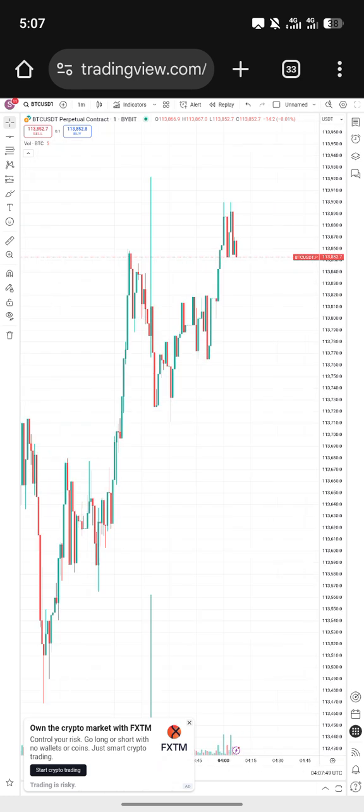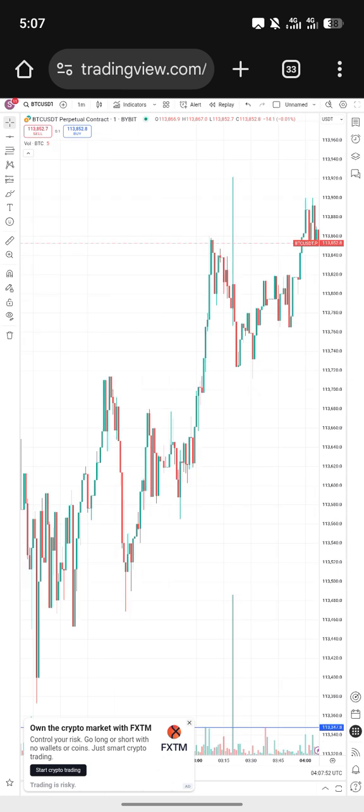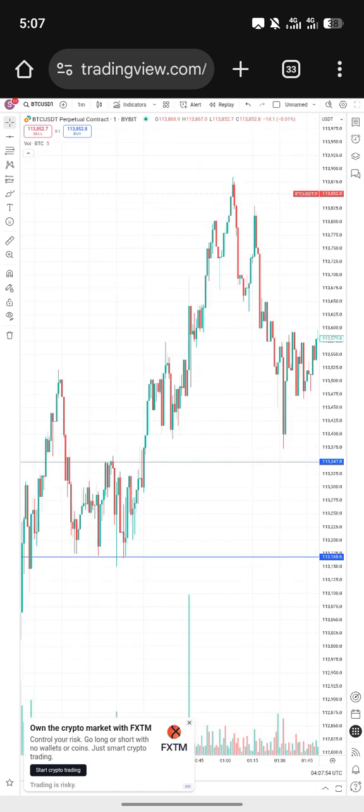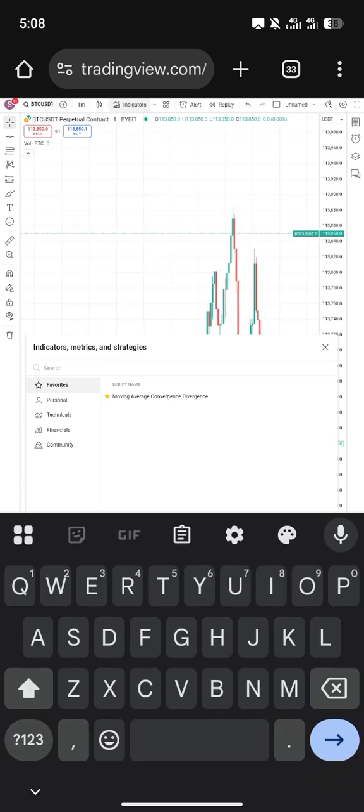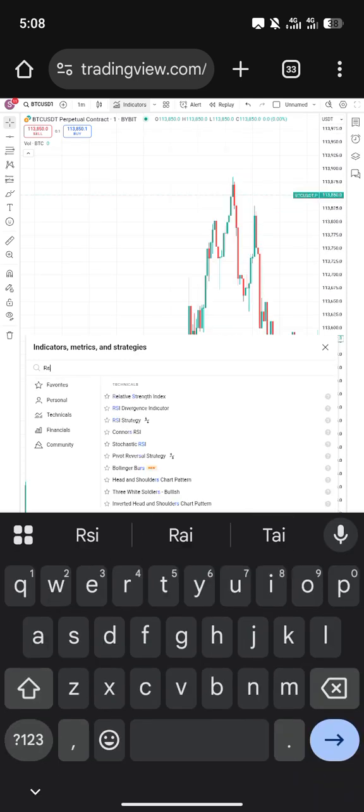Same thing applies here too. If you want to use your moving average or your RSI, you can see indicators here. Come to indicators, you type what you are looking for. RSI is relative strength index. You can see that, you pick it.